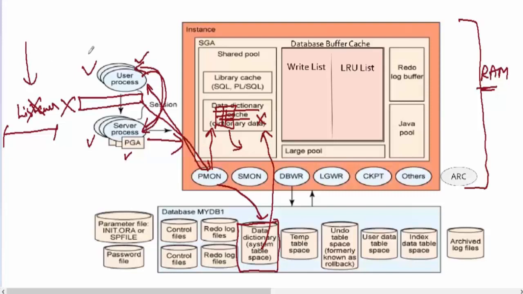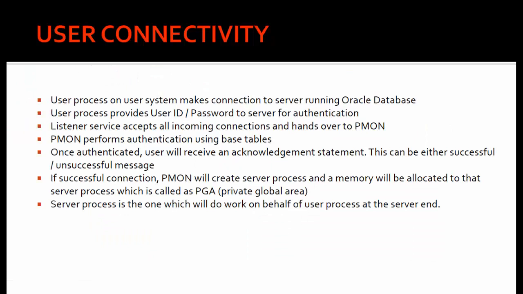Perfect. There is a very important interview question here. Let us assume you have 1,000 users who are connected to your database server, and suddenly the listener goes down. What will happen to those 1,000 users? The answer is nothing, because the listener will impact only new connections. It will never impact the existing connections.